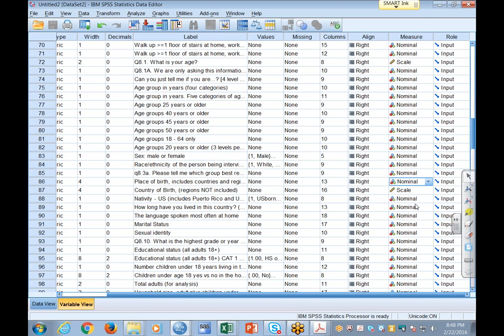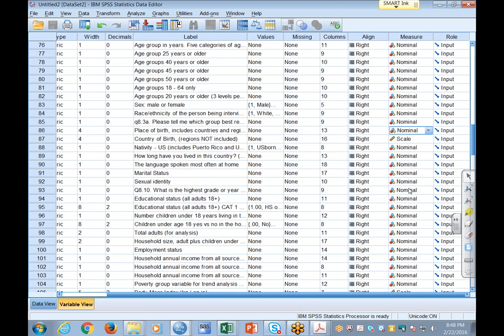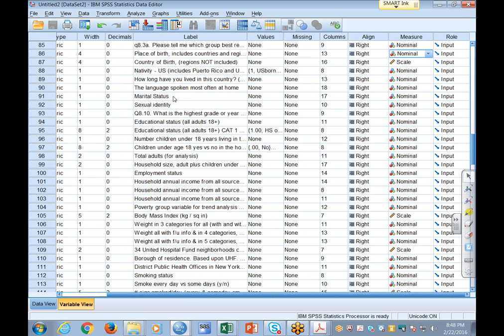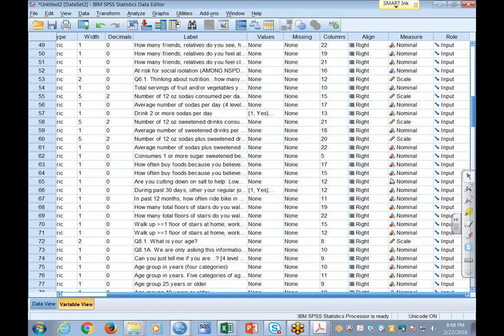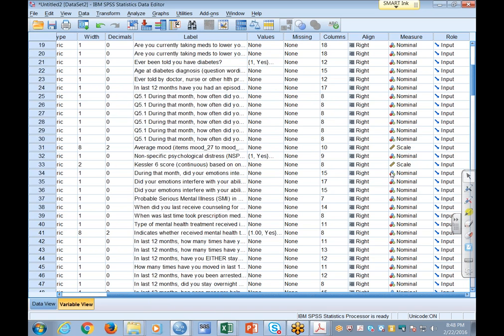So you can't do the analysis that you want to do. If it won't let you do it, one of the things you might want to look for is it correctly identifying the type of variable that it is. There's a lot of stuff in here that we could look at. Marital status is a nominal variable, and so on and so forth.